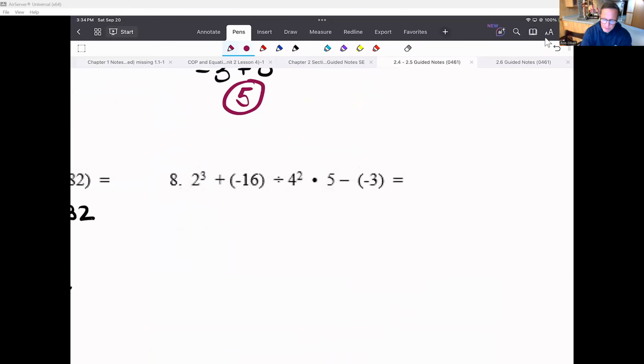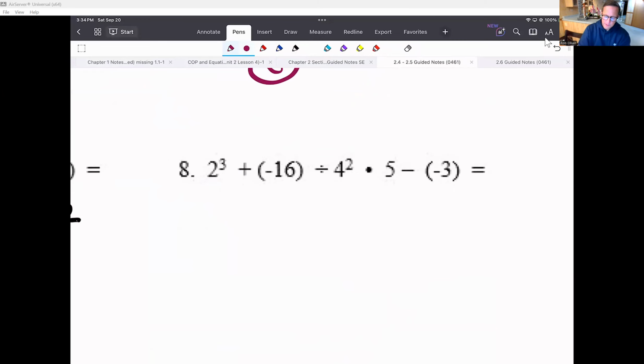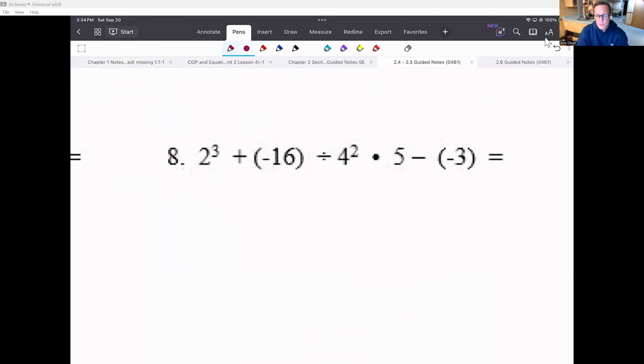All right, number 8. So you can see, like, these could be complicated, but as long as you take it one step at a time, I think you're on the right track there for these kind of problems. Try not to do too much at once. Okay. All right.